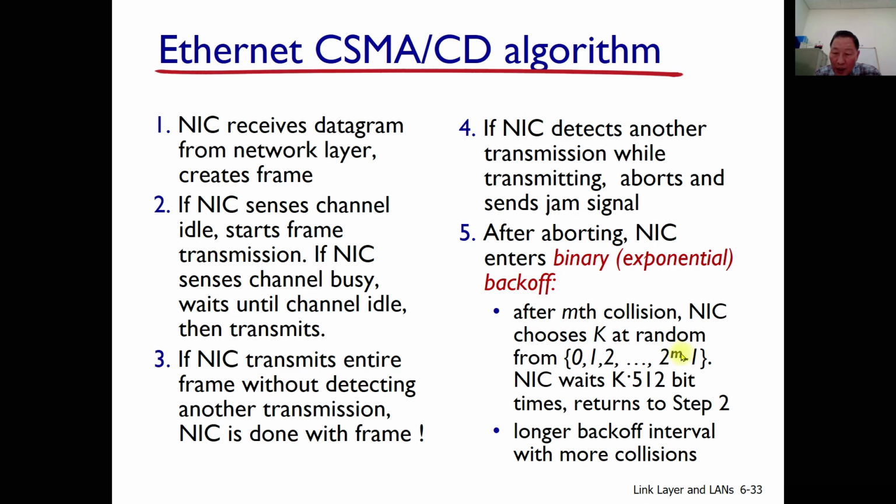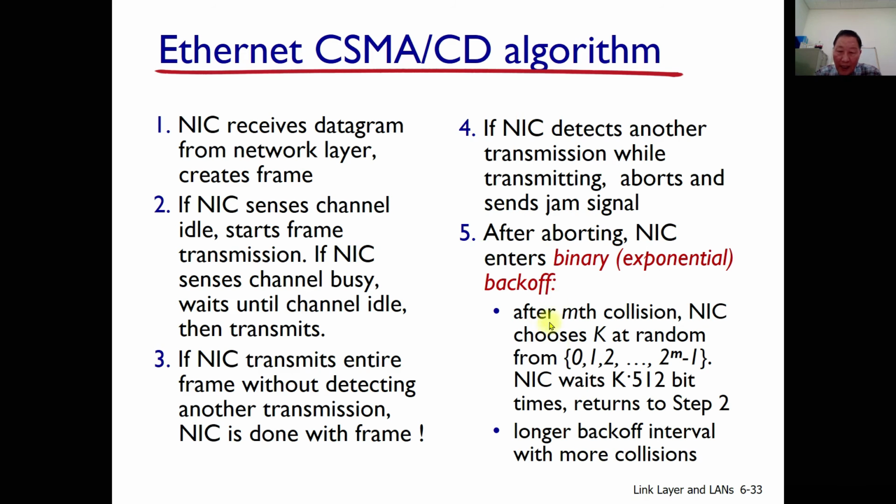That is 2. Then this one will be increased to 2. Then this one is 3. Thus 0, 1, 2, 3. Among those numbers, any number will be chosen randomly. Thus that may be 0 or that may be 3, maximum 3. Depending upon that arbitrary random number, it will wait. That is called binary backoff.